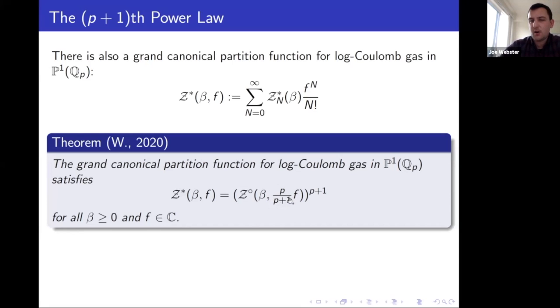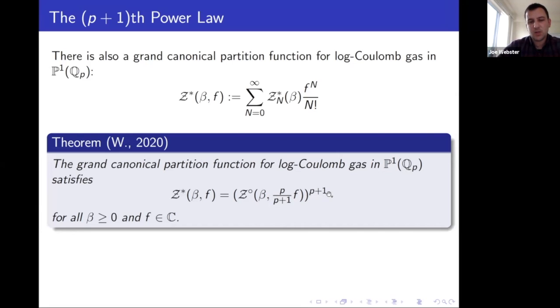And this is really just an artifact of measure normalization. So had the measure on P1 of QP been slightly changed, then we could have kept this as just F. So I don't think of this as a very serious change. And also we have a P+1 here.